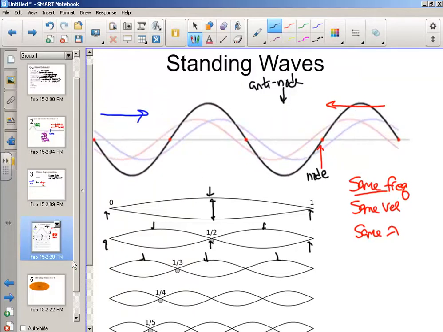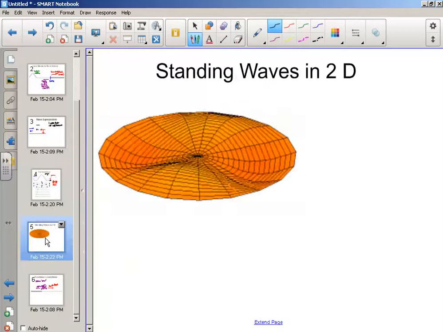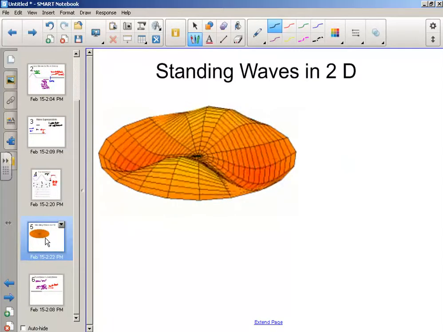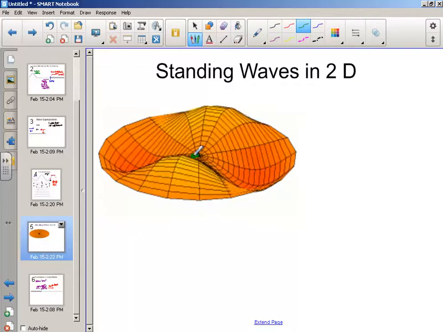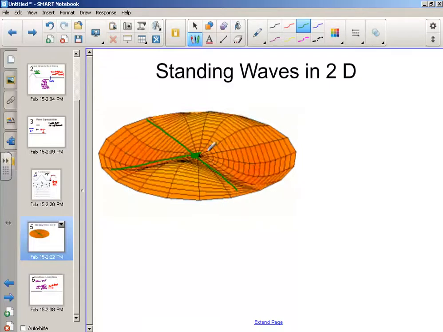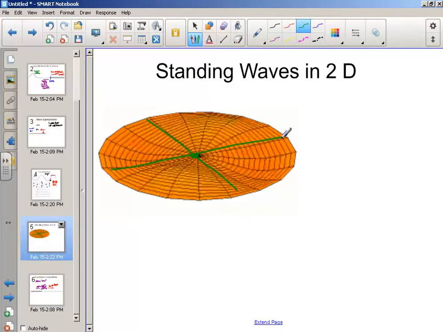Not only can you get them on a string, but you can get them in 2 dimensions as well. This is a surface like a membrane, and what's really interesting to note is you'll see right here, maybe I'll do it in green, that spot never moves. And not only that spot, but if you were to cross this right here, and then right here, these spots on this drum surface are not moving.